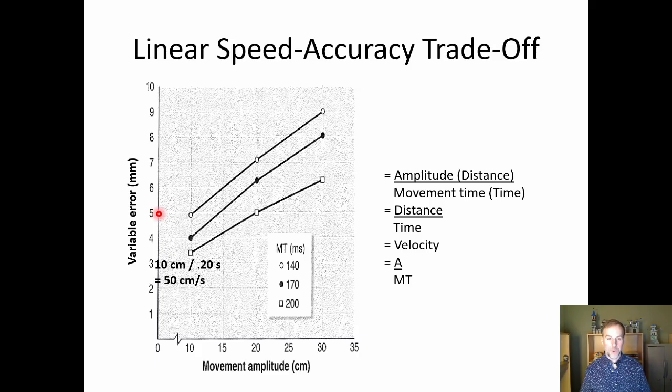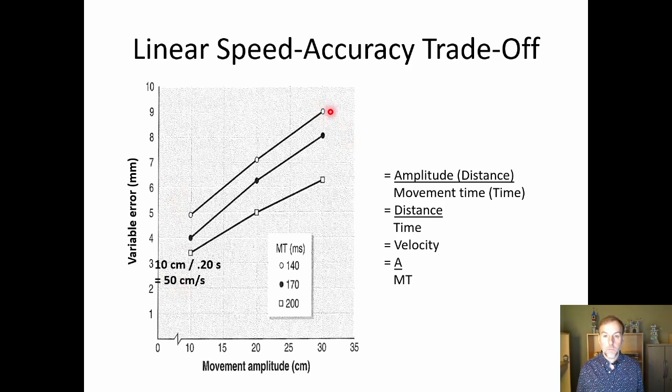Great. I forgot to mention two examples here. This is the condition with the best performance, so it's the easiest condition. The easiest condition has the shortest amplitude, 10 centimeters, and the longest movement time, 200 milliseconds, which I've converted to seconds here, so 0.2 seconds. The difficulty of this condition is 50, and we're thinking about that in terms of velocity. We expect the average velocity of your movement to be about 50 centimeters a second.